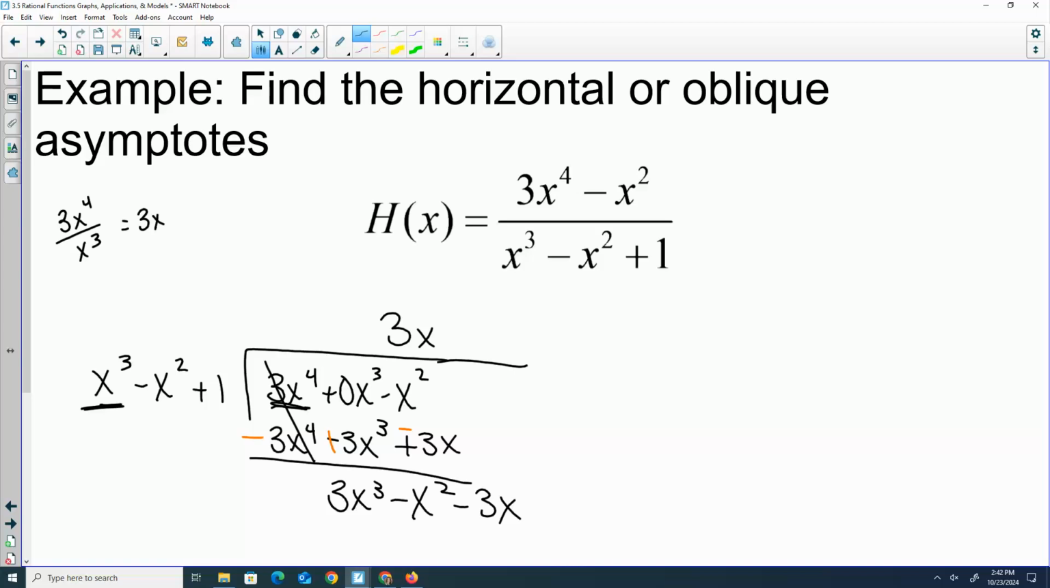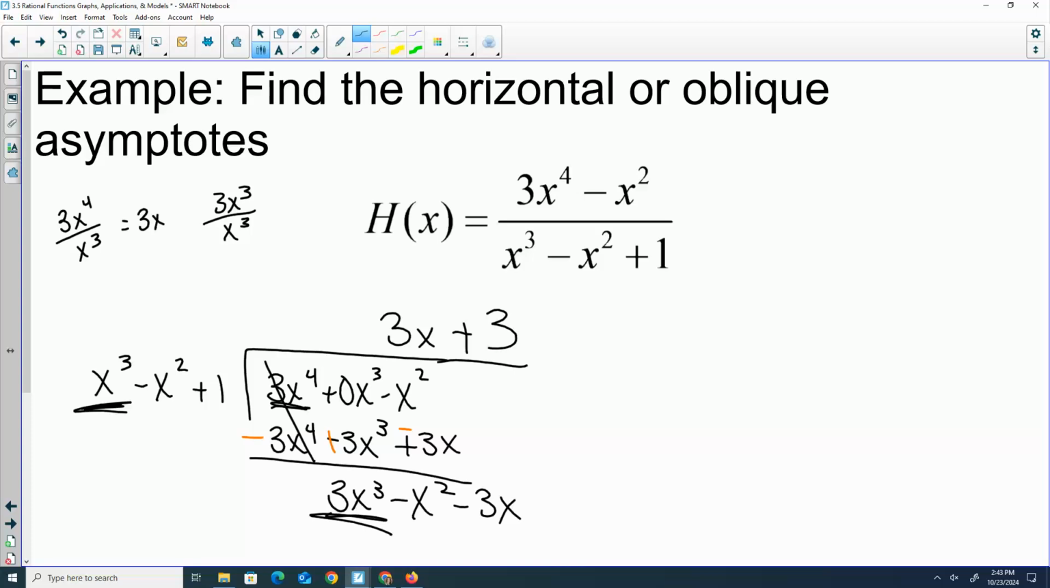Now, we really only have to go one more step. Because I told you, I don't care about the remainder. I just care about the quotient, right? y equals mx plus b. I have mx, I just need my last number. What is 3x cubed divided by x cubed? That's 3. Okay, that's all I need. The rest of it's just going to give me the remainder. I don't need to finish it.